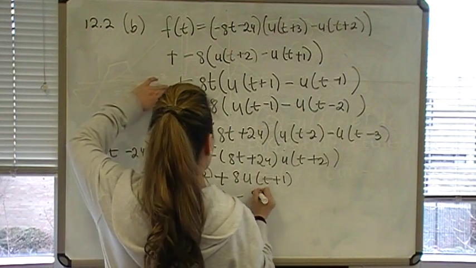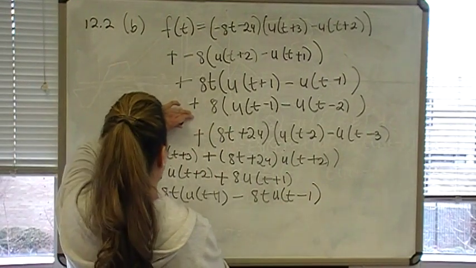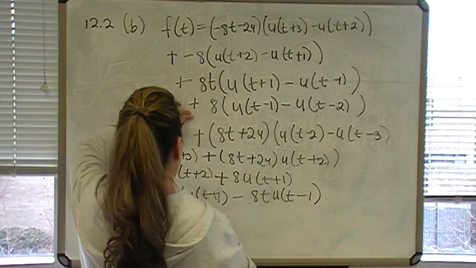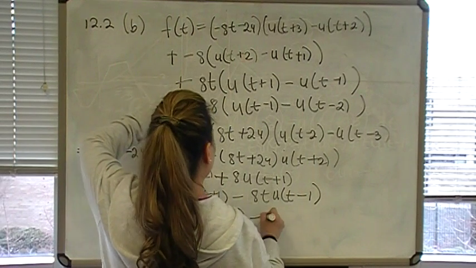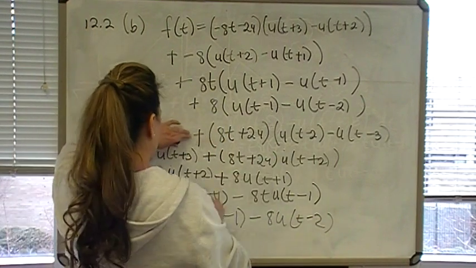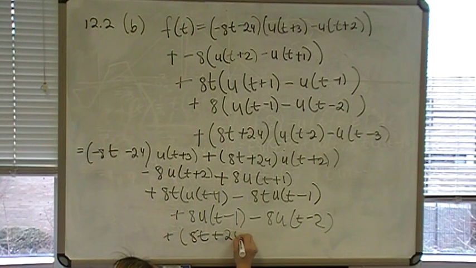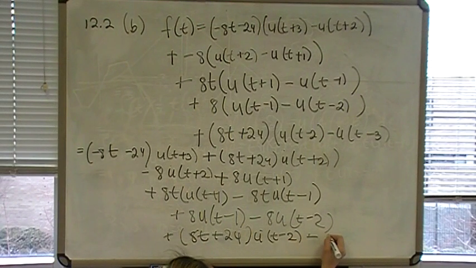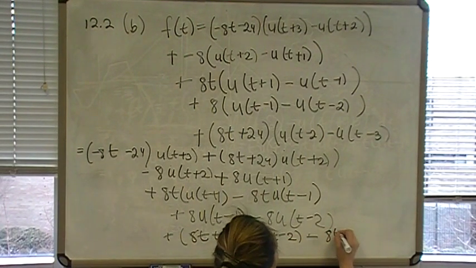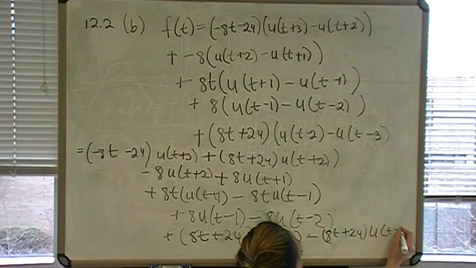8t minus 8t u of t minus 1, next term, plus 8 u of t minus 1 minus 8 u of t minus 2, last term, is, we have 8t plus 24 u of t minus 2 minus 8t plus 24 times u of t minus 3.